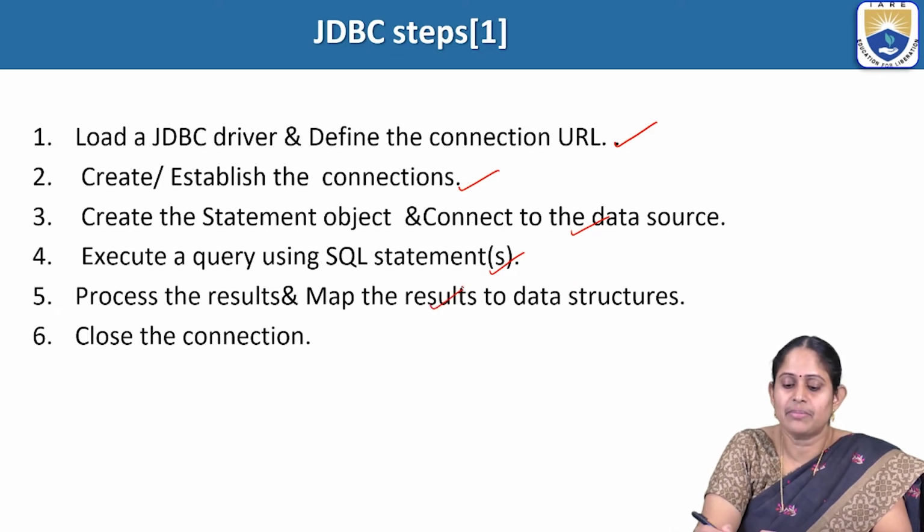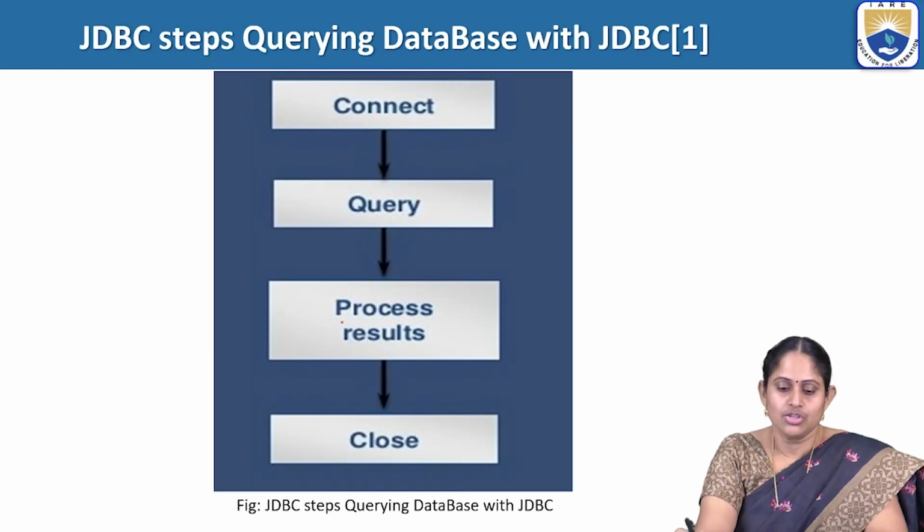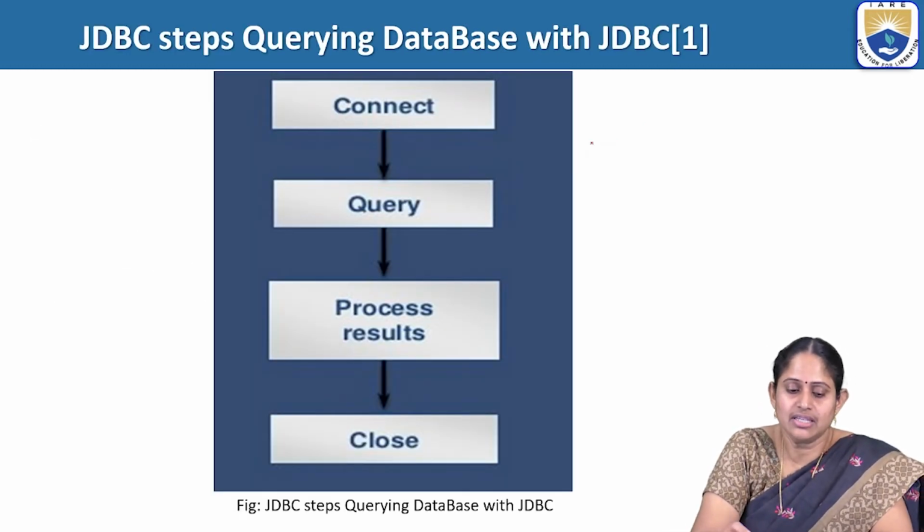Process the results and map the results to the data structures. And the sixth is to close the connection. So these are the various steps involved in querying the database with JDBC.